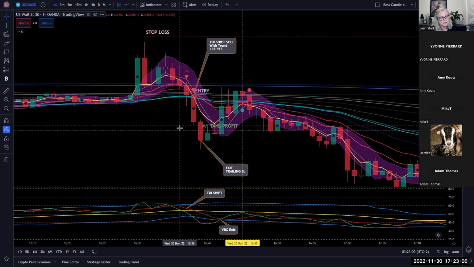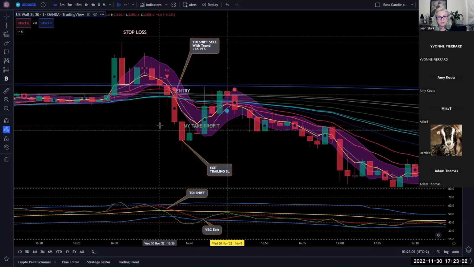But I still stayed out because even though for me, EMA shifts are an entry, especially if they've TDI shifted, or I like a true shift, this one still had a few reasons for me to say no.